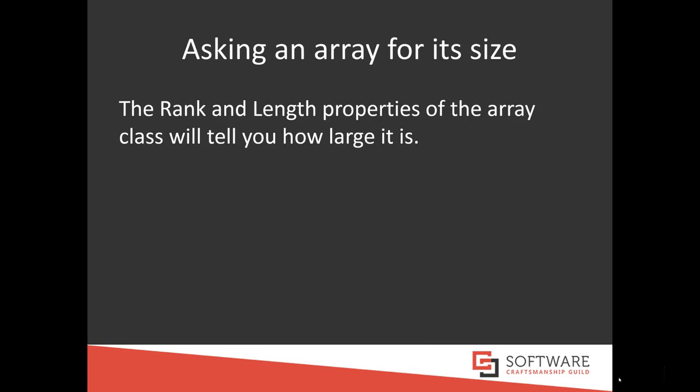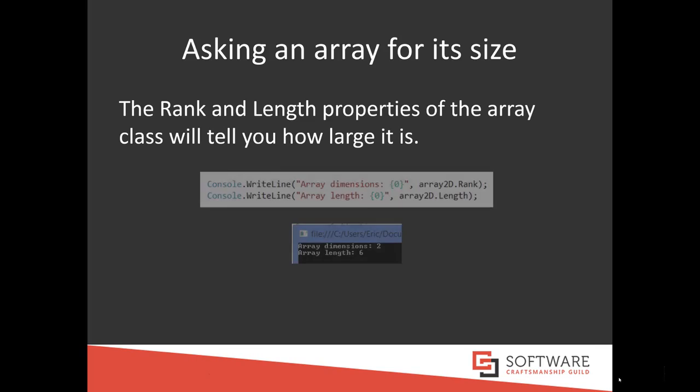There's 2 properties on every array that I want to make you aware of. They're called the rank and the length properties. They will tell you how large your array is. Rank is the number of dimensions. Length is the total number of elements that are available. We often use length in for loops when we're going through an array.